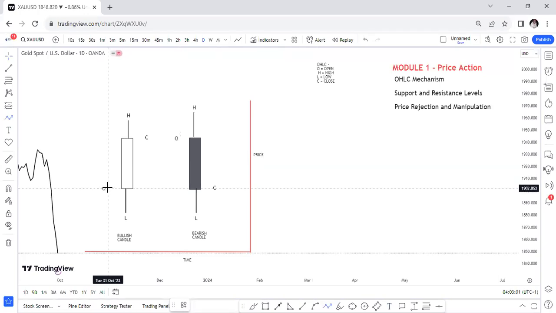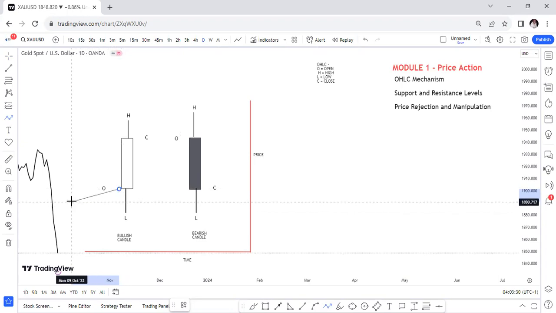So if the market opens here for a bullish candle, it must first go down to trade off all the previous liquidity pools below the previous day low. That's the support. Below the support level, it will take the liquidity, because that is what the market maker is all about doing in the market.